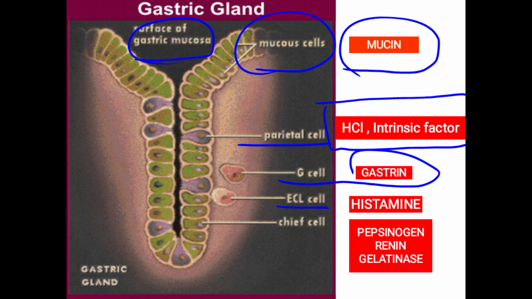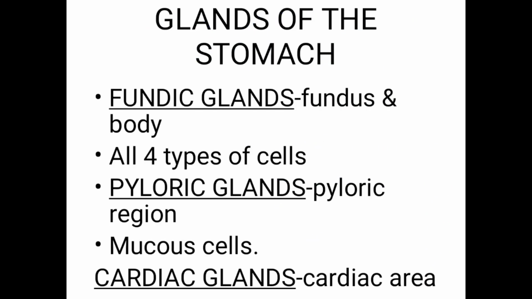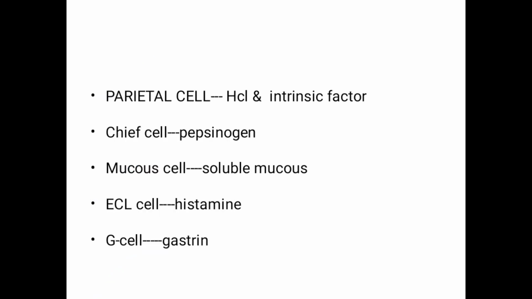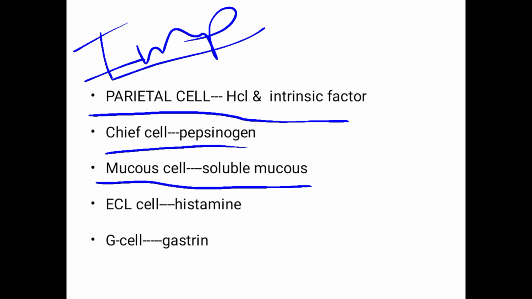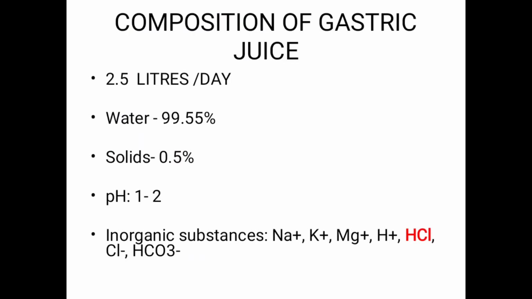Then ECL cells secrete histamine, and chief cells secrete pepsinogen, renin and gelatinase. These are the enzymes. These cells are present in the fundic glands, pyloric glands and cardiac glands. These are not important. This is important. Important questions: the parietal cell secretes HCl, the chief cell secretes pepsinogen, the mucous cell secretes soluble mucus, ECL secretes histamine and G cell secretes gastrin. These are important.